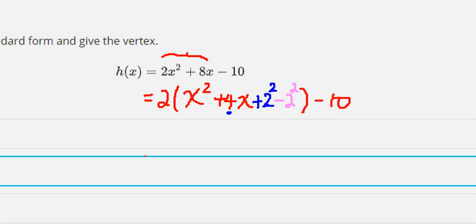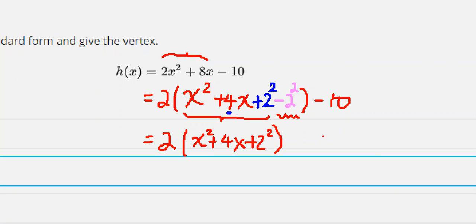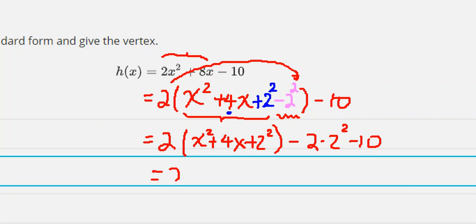Now after that, I'm gonna regroup. I'll keep all these terms together because that's my perfect square: x squared plus 4x plus 2 squared. For the last term, I'm gonna distribute my 2, so minus 2 times 2 squared, and then minus 10. Now it is equal to 2 times (x plus 2) squared, because this is a perfect square, minus, and with a little algebra here, this is 18. So this is basically the standard form.